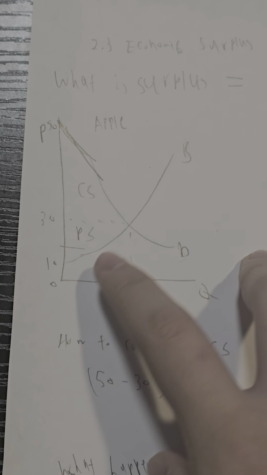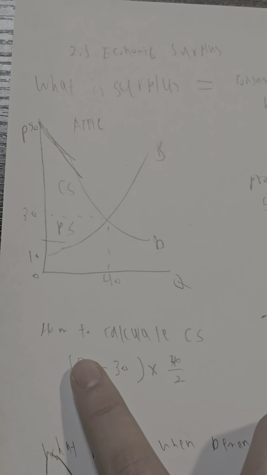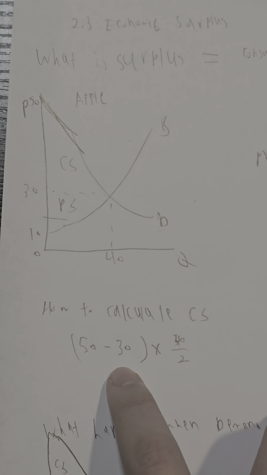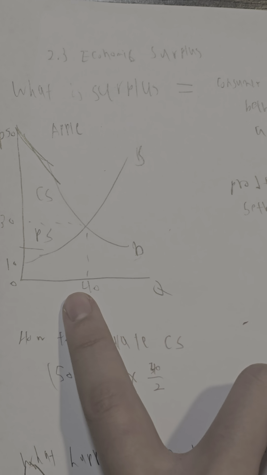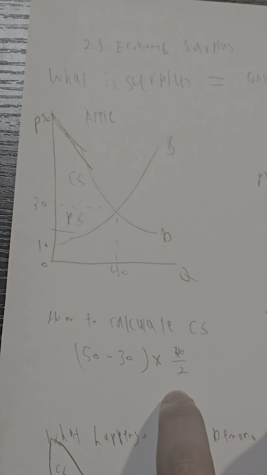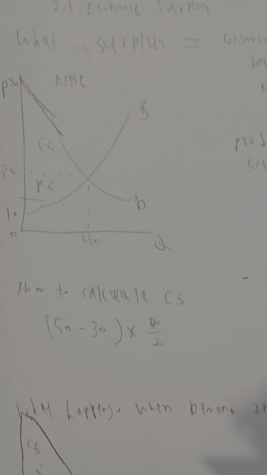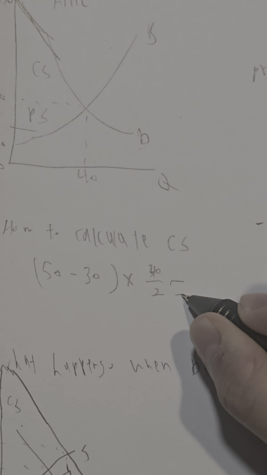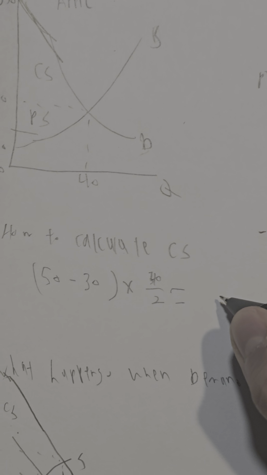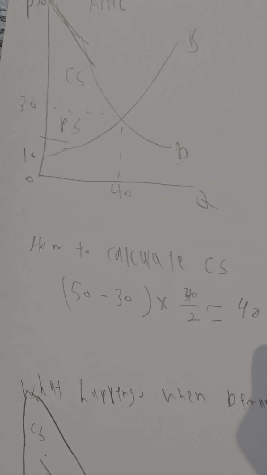How do we calculate consumer surplus? If you can see, this is the maximum and the minimum of consumer surplus. You subtract the minimum from the maximum, multiply it by the equilibrium point on the quantity, over 2. And that equals 400.